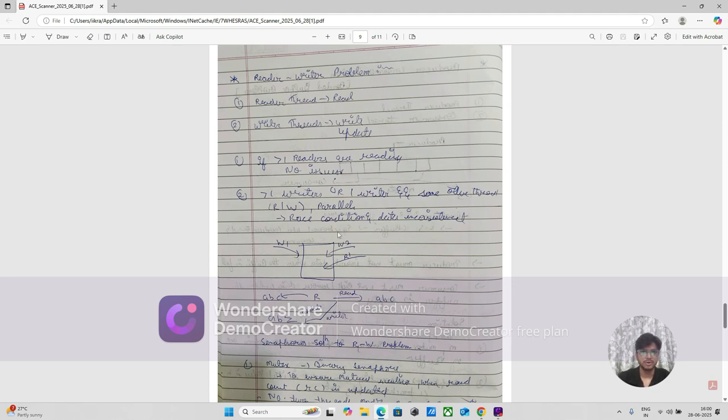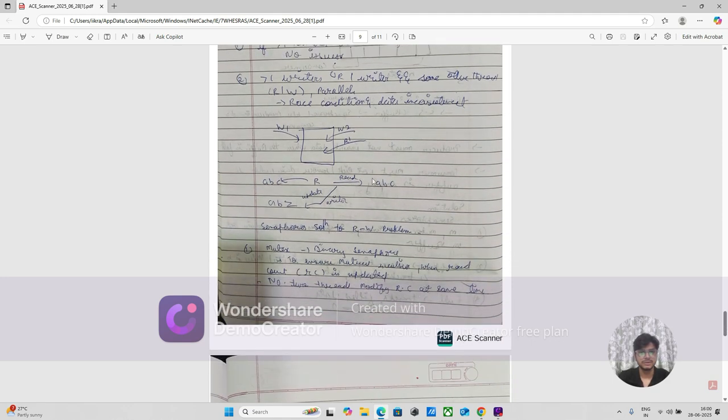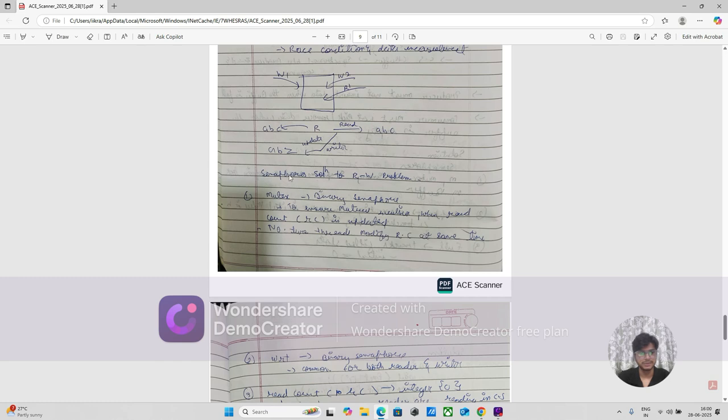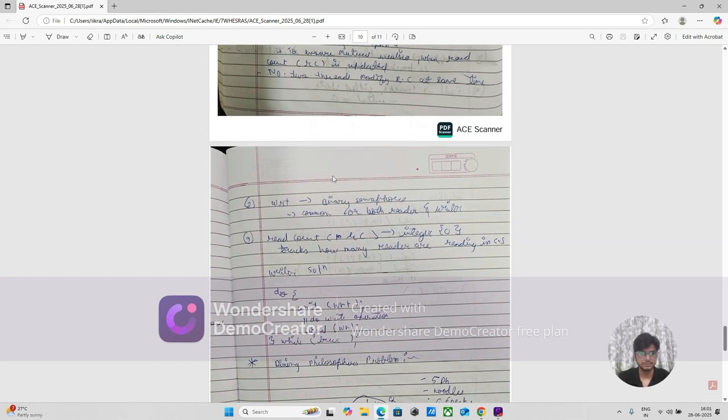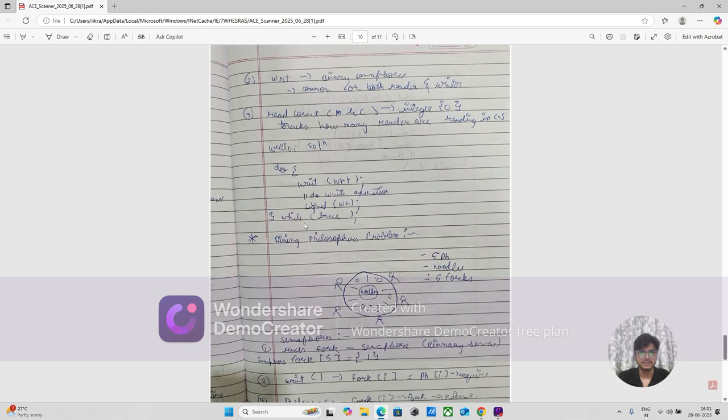For this problem, we will do the same using semaphores. You can use binary or counting semaphores as you want. You can see this solution and understand it.